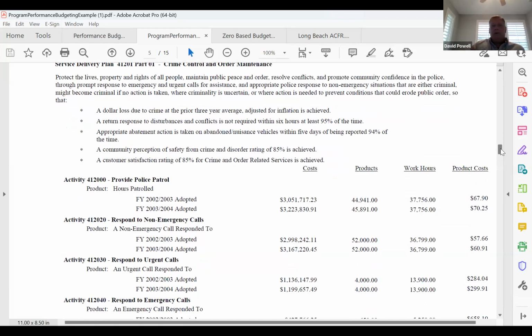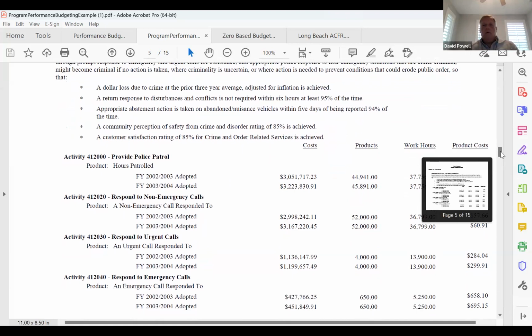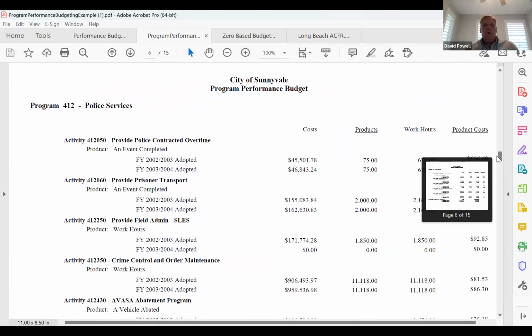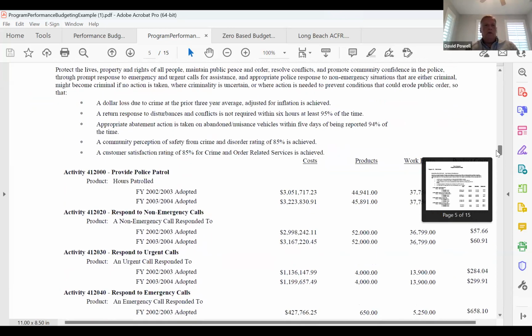Activity number 412000 is to provide police patrols. We're going to break it down to the number of hours being patrolled. Here's the amount of cost, and here are the number of hours that we are patrolling. Activity 412020, respond to non-emergency calls. Here's the amount of money that we are spending. Here are the number of hours spent on those calls. And then here are the per unit costs, and so on and so on.